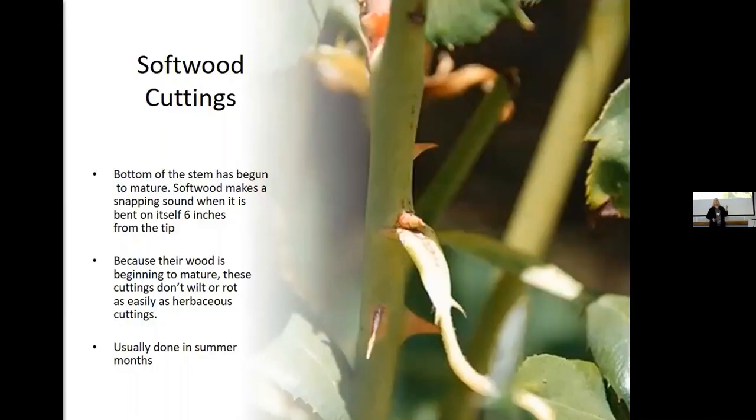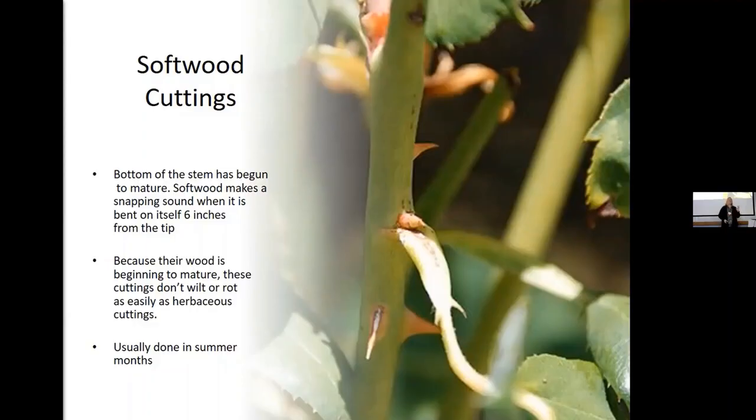Okay, softwood cuttings. To determine if it's ready to be a softwood cutting, you take the top 6 inches of the stem and bend it on itself. If it breaks with a snap, it's ready to be a softwood cutting. If it smushes in the middle and kind of bends or creases, it's not mature enough to take the softwood cutting. Or if it doesn't break, it just holds firm, then it's too mature. So there's kind of a sweet spot for softwood cutting. So you want to hear that snap.